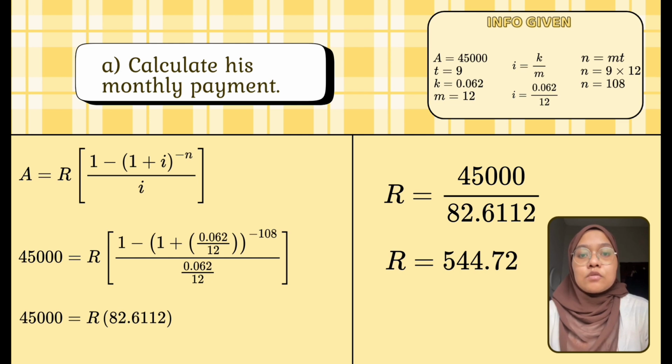In this question, we use the formula of present value, which is present value A is equal to credit payments R times 1 minus parenthesis 1 plus credit interest rate i, and then parenthesis, and the power of negative term of investment, which is n, divided by periodic interest rate, which is i. Then insert all the information given into the equation, and we will get the answer of monthly periodic payment is 544.72.